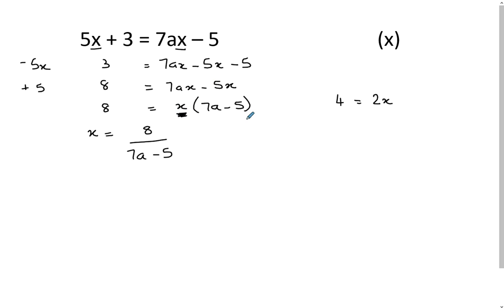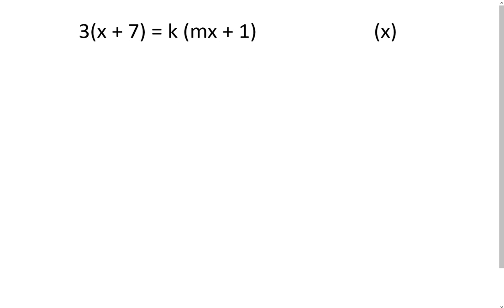All right, okay, let's take another example. Okay, 3x plus 3 times x plus 7 equals k times mx plus 1. So the first thing you do is expand, so you've got 3x plus 21 equals kmx plus k. Okay, we're going to get all our x's on one side. So this time I'm going to minus the kmx. So I've got 3x minus kmx plus 21 equals k.